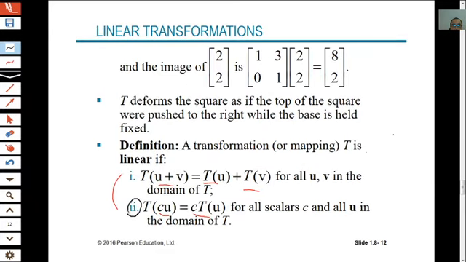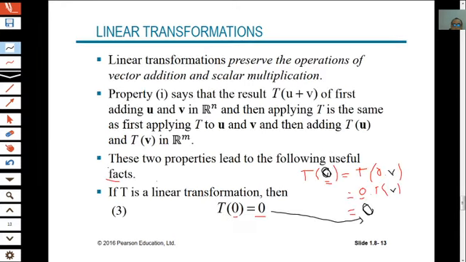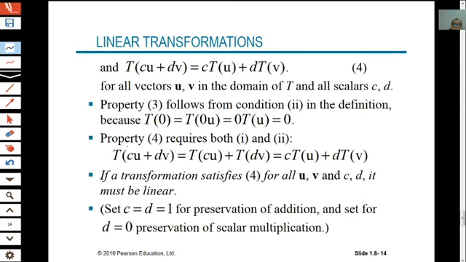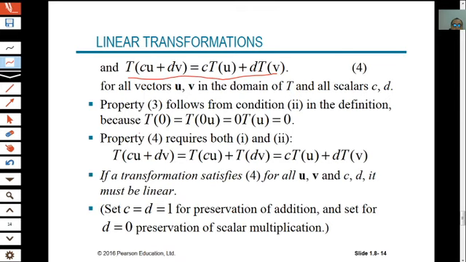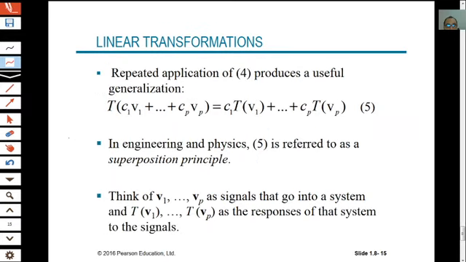We use the second one. Also, by using the first one you can see again the result. And the second useful fact is that the linear transformation of the addition of the vectors, T of c times u plus d times v, is equal to c times T of u plus d times T of v. We can combine the properties written here, the first one and the second one, for all vectors u and v in the domain of T and all scalars c and d.